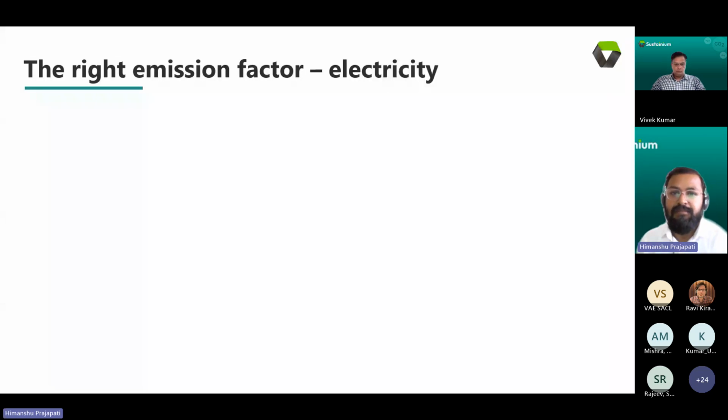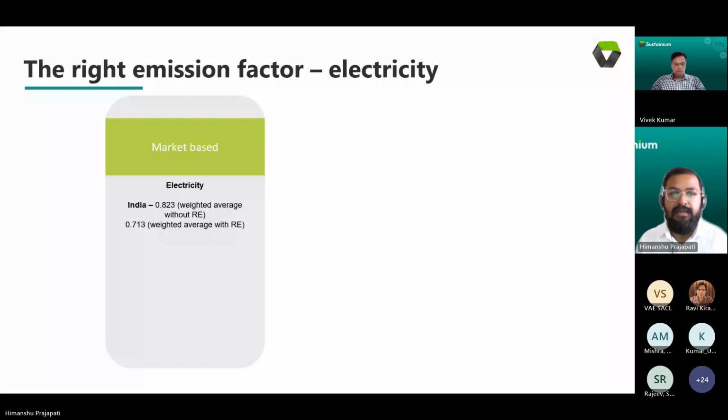Going one step deeper, we just discussed electricity. So we did say with respect to market based, again, in case of, for example, India, there are two different factors for market based. I'm so sorry. This is location based. This is not market based. This is location based. Please consider this correction. So in case of location based, India has already said 0.823, which is for weighted average without renewable energy, and 0.713, which is with renewable energy.